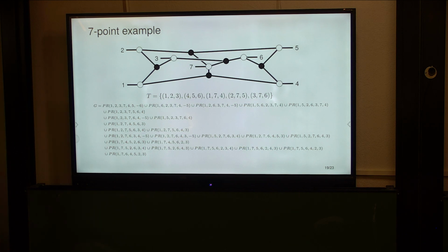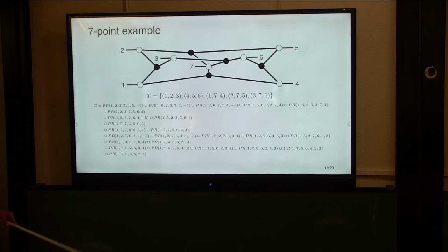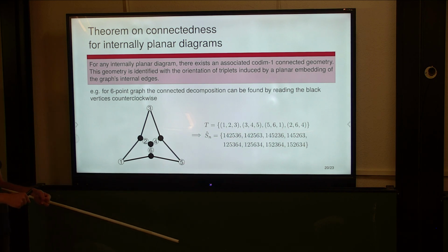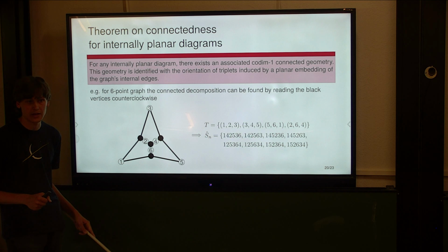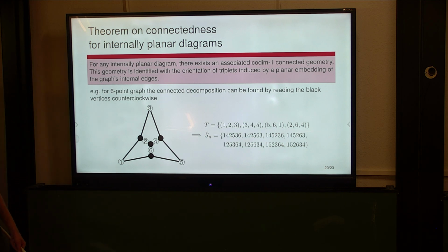Yeah. So the idea, and that's what I will get to, is that this diagram, the reason it doesn't work is to do with it not being able to be embedded on a sphere. So earlier I talked about sphere moves, which appear when a diagram, after you remove the external edges, can be embedded on a sphere, and it turns out that is relevant to this story of connectedness as well. For any internally planar diagram, so you remove the external edges and check whether the remaining parts are planar, there exists an associated codimension 1 connected geometry that is related to the planar embedding.